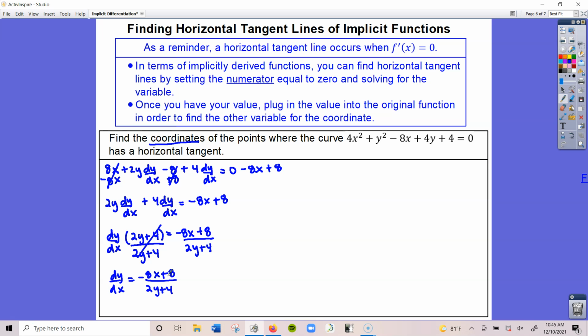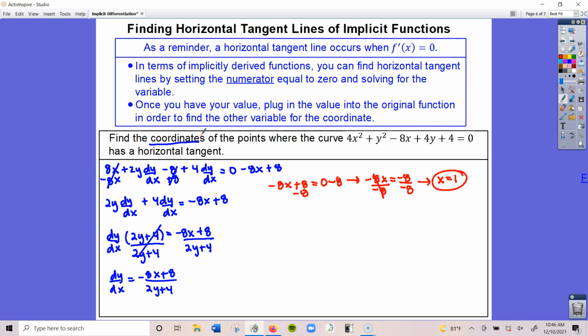For a horizontal tangent, that means that my derivative is going to equal 0. As long as the numerator is equal to 0, it does not matter what the denominator is because 0 divided by anything is 0. So to find a horizontal tangent, we set the numerator, the negative 8x plus 8, equal to 0. And now we're going to solve for whatever variable is in the numerator. In this case, it's x. So I subtract the 8, and we get negative 8x is equal to negative 8, and then divide by negative 8. So x equals 1.